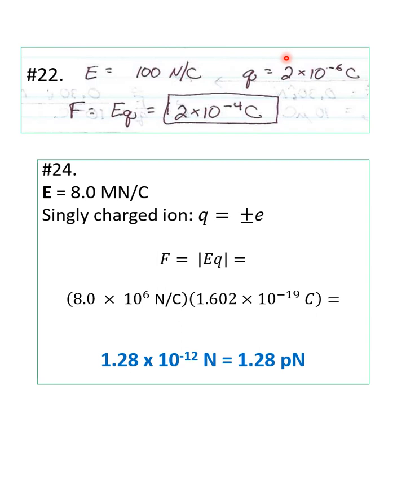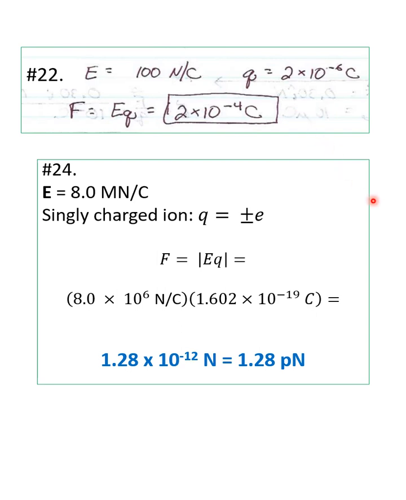It's not asking about direction, so we don't need to treat this in vector fashion. We can just use the scalars. So the force is E times Q. 100 newtons per coulomb times the charge of 2 times 10 to the negative 6 coulombs, and we get 2 times 10 to the negative 4 newtons is the force.